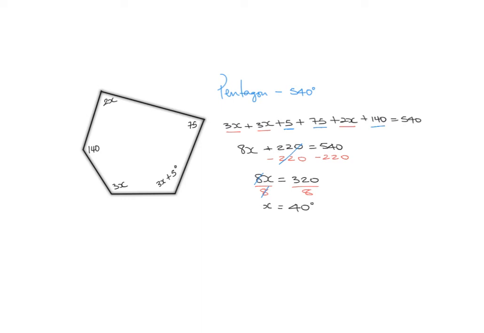So again, you can be asked about the biggest angle, the smallest angle, whatever the case might be, or they might say find all the angles within the shape. You already know that this is 140 and that's 75, but you will then need to substitute that 40 degrees to get these other 2 angles.